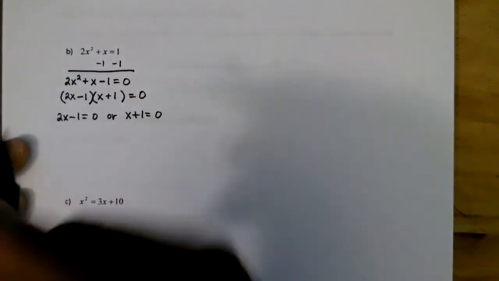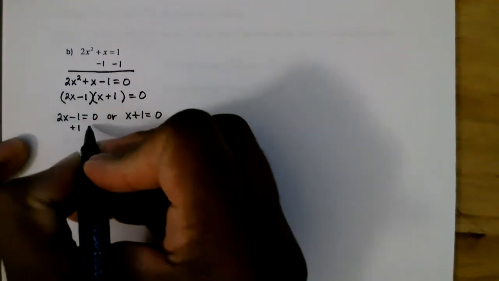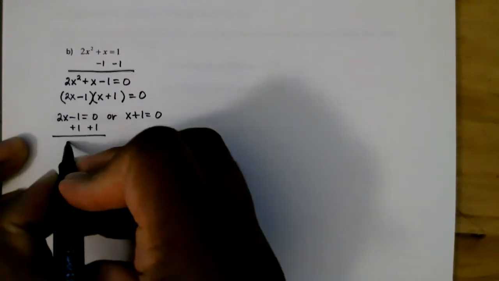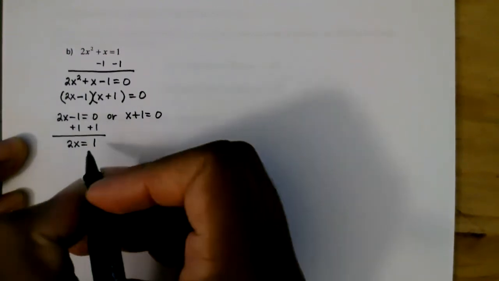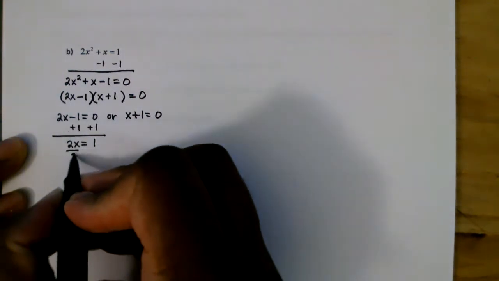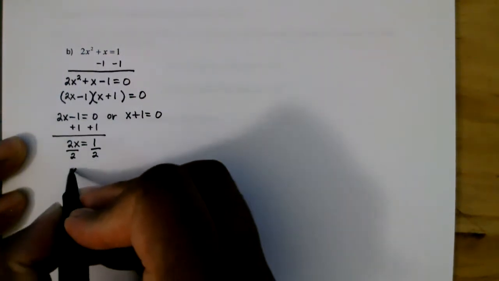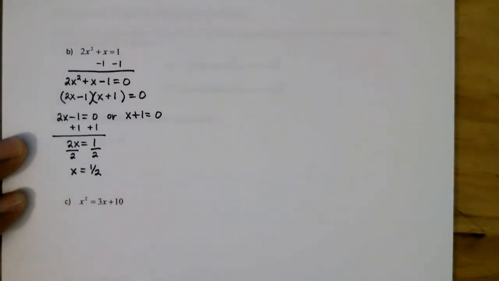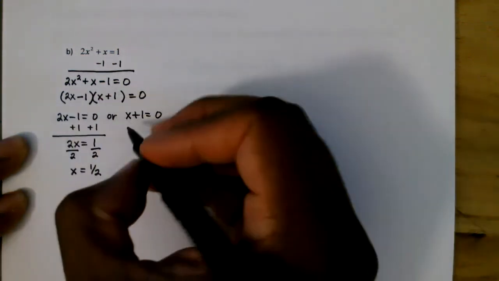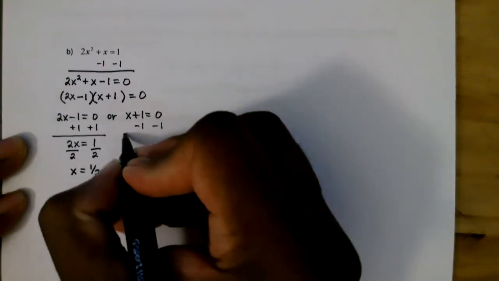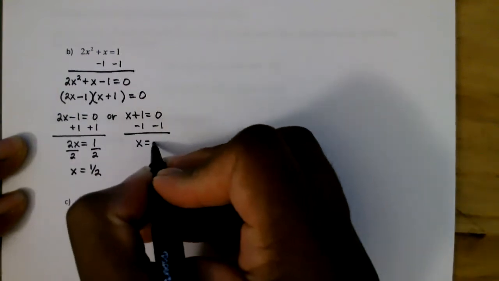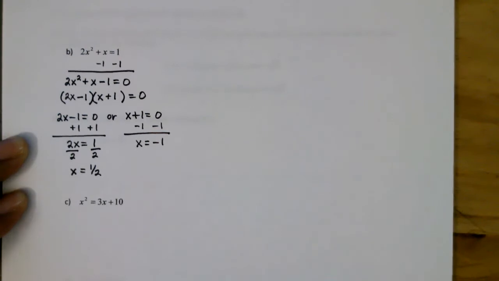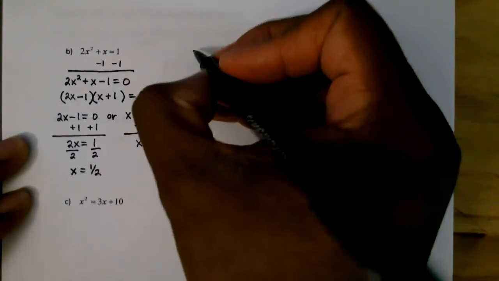So starting with 2x minus 1 equal to 0, if we add 1 to both sides, that means 2x is equal to 1. Divide both sides by 2. That means x is equal to 1/2. And now for the x plus 1 equals 0. Of course, if I subtract 1, you'll get x is equal to negative 1. All right. Now, of course, we're going to do the check.